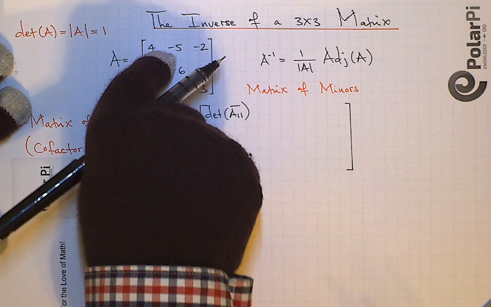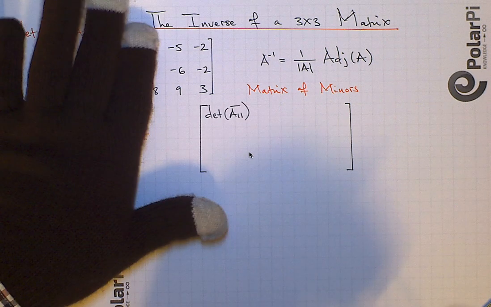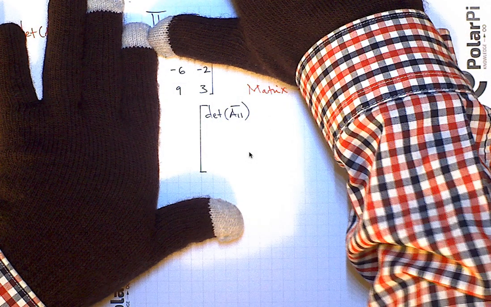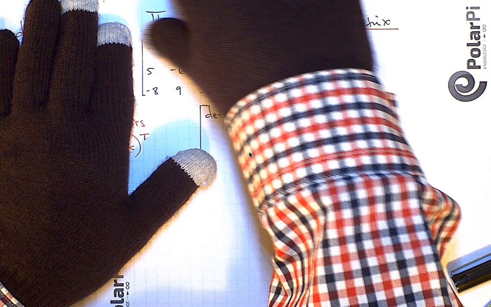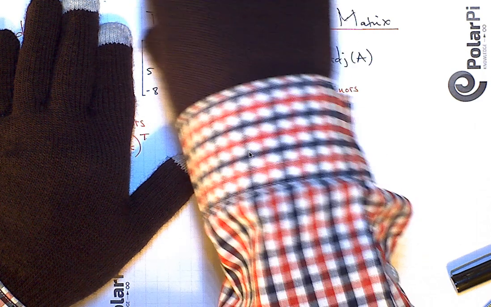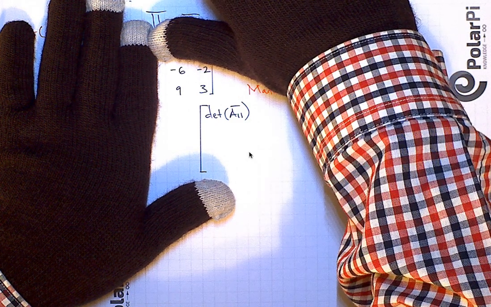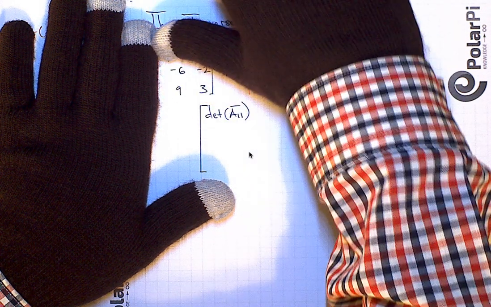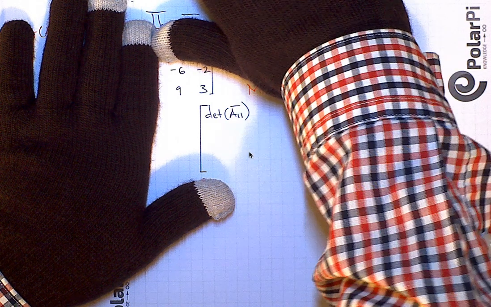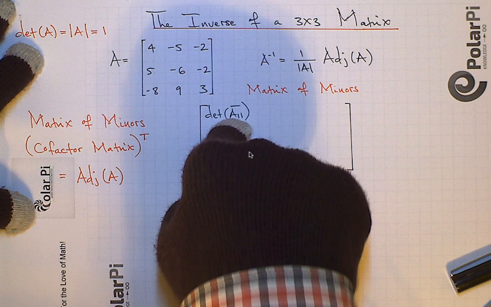Now, A11 is the entry 4. A11 bar is this 2x2 matrix, which is what we get if we get rid of all the entries in the row and column involving this entry of 4. If we get rid of the first row and the first column, we end up with a 2x2 matrix with these 4 entries: -6, -2, 9, and 3. What we need is the determinant of A11 bar, and so this 4 will be replaced by the determinant of A11 bar in the matrix of minors.